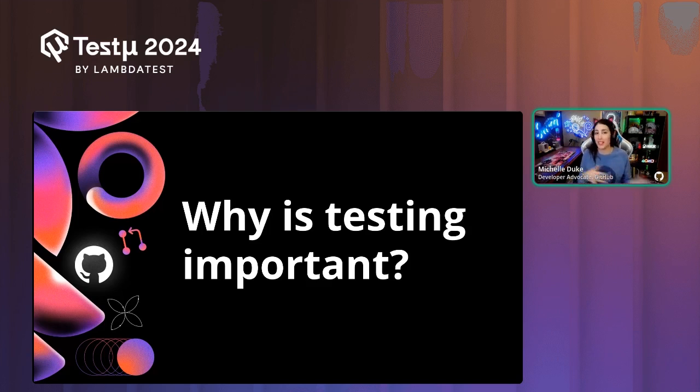Some companies have dedicated software testers, so people who build the code and then people who test the code. Other companies, like GitHub, adopt the philosophy that engineers should both write their code and test their code as well. So I'm curious to know what your company does. So pop it in the chat.